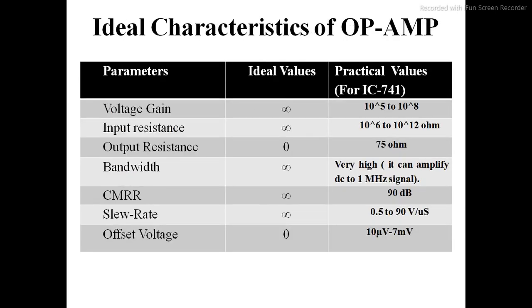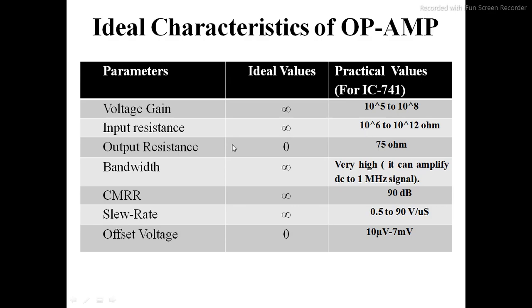Now this is a very important point, the ideal characteristics of an op-amp. Here some parameters of the op-amp are mentioned with the ideal and the practical values for op-amp IC741. The voltage gain, its ideal value is infinite, whereas its practical value for the IC741 ranges from 10 to the power 5 to 10 to the power 8. The input resistance of an ideal op-amp is infinite, whereas its practical value ranges from 10 to the power 6 to 10 to the power 12.